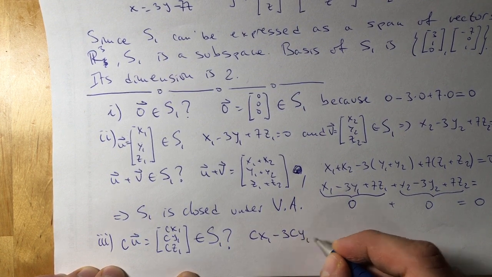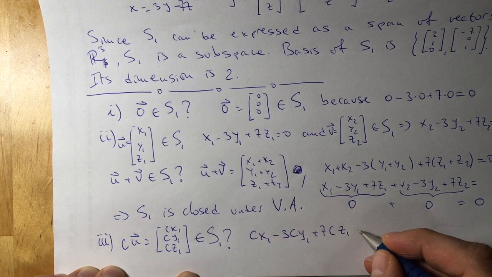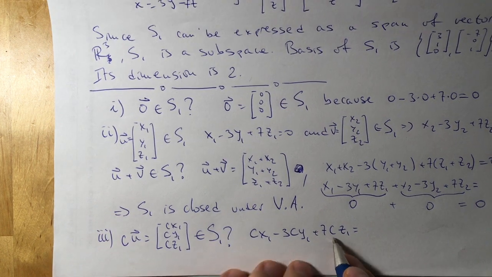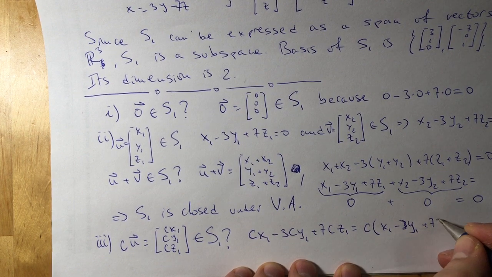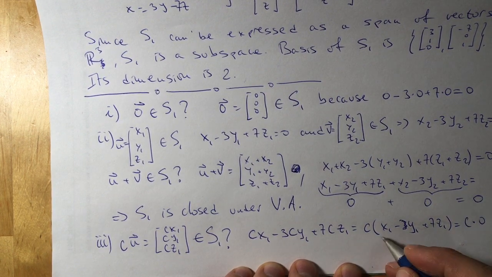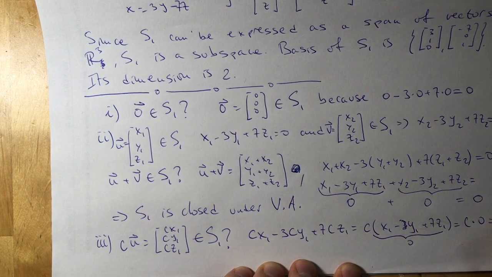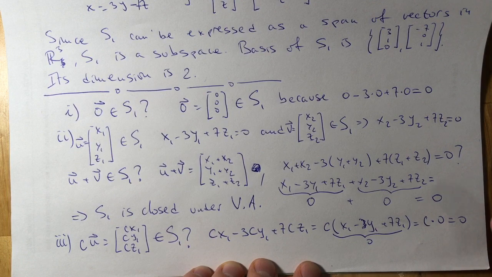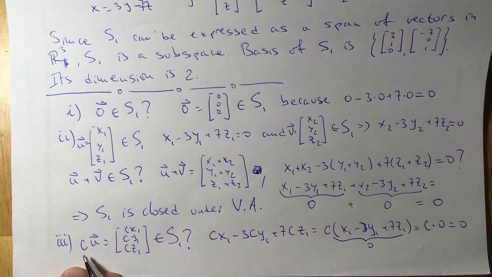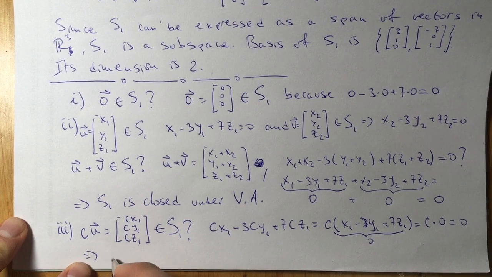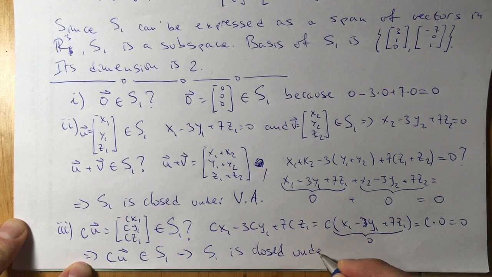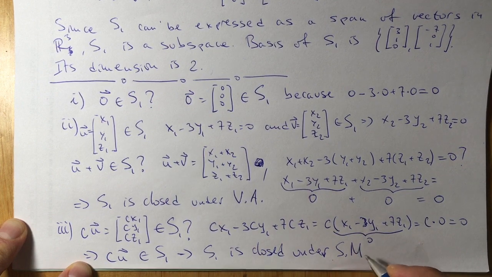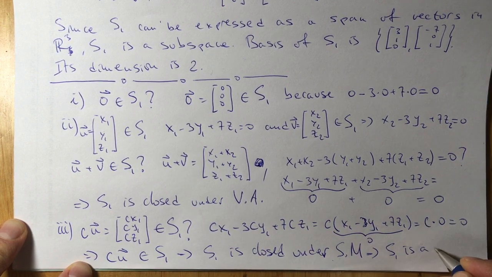cx1 minus 3 times cy1 plus 7cz1 is equal to, well, I can factor out the constant scalar c, c times (x1 minus 3y1 plus 7z1), which is equal to c times 0, because this linear combination here is 0, and that indeed is 0. This implies that c times u is in S1, which implies that S1 is closed under scalar multiplication, which means that S1 is a subspace.